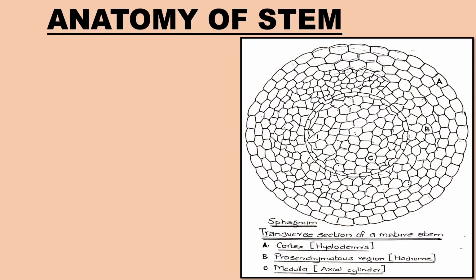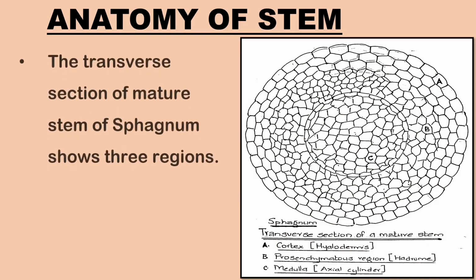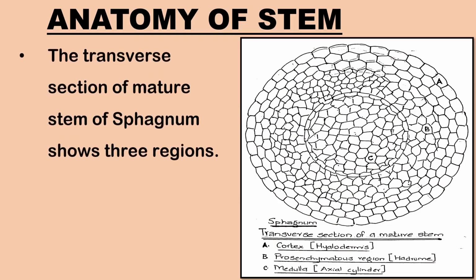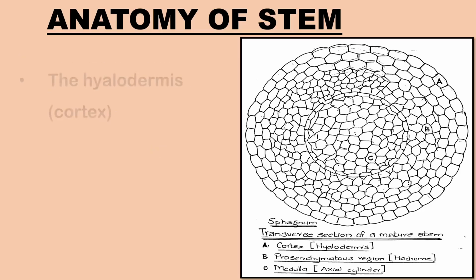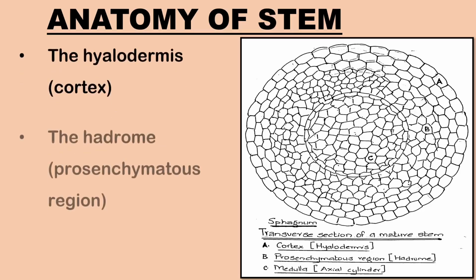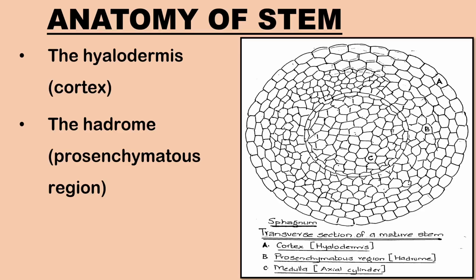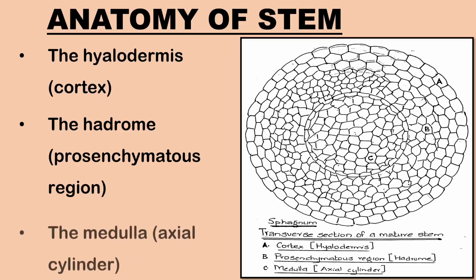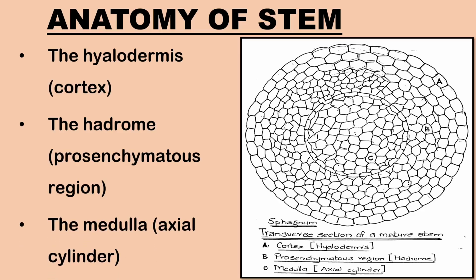Next is stem anatomy of Sphagnum. In transverse section, the mature stem of Sphagnum shows three regions: hylodermis or the cortex, the hadrome or prosenchymatous region, and the medulla or the axial cylinder.